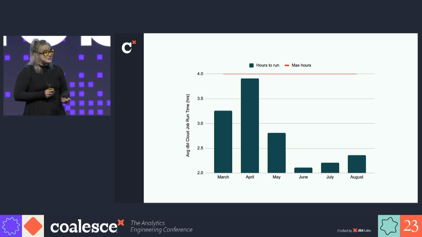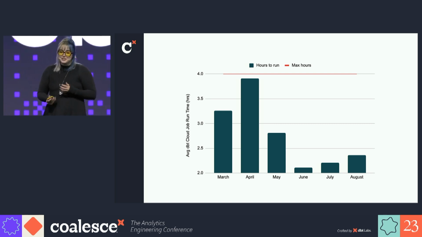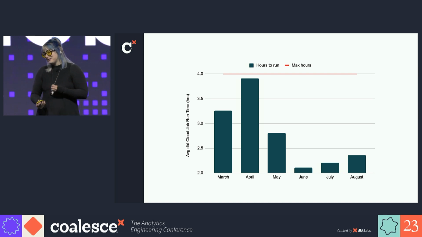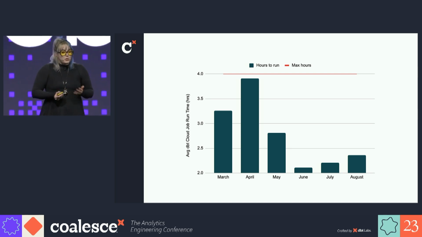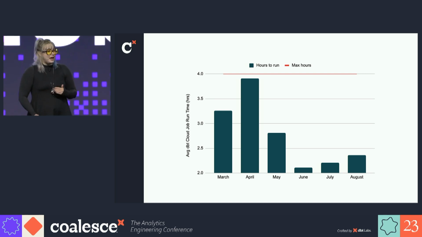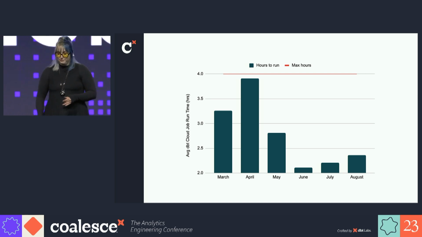This became a cost concern. This became an efficiency concern. This became a maintenance concern. We wanted to fix it. I'm going to talk about what we did in May and then in June to bring this average runtime down, again, without refactoring a single model.